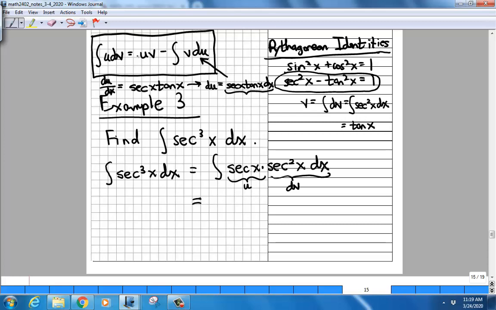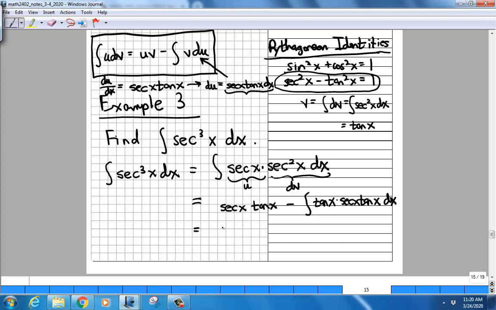Now I can plug everything that I need into my integration by parts formula. So I have u, which is secant of x, so we've got u times v, but v now is easy. That's just tangent of x. So secant x times tangent of x, minus, and now here's what's always going to be the hard part, the second integral, which is v, which is tangent of x, and then a du. But now du here has gotten kind of complicated, because that is secant x tangent of x and then dx.